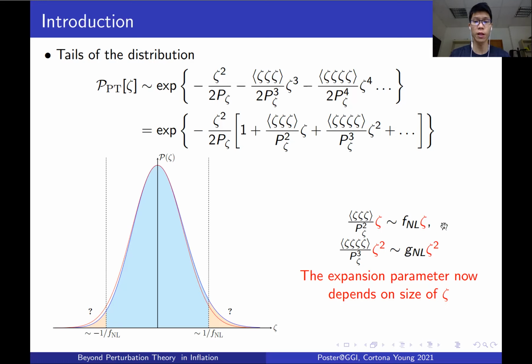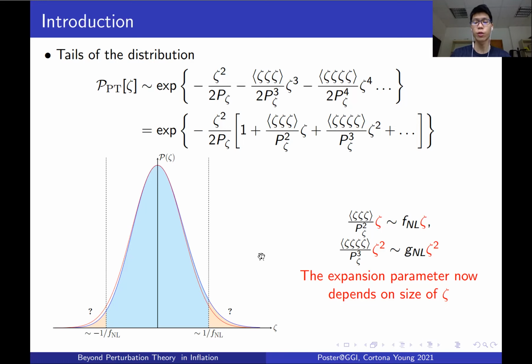This zeta dependence implies that if you go to the tail of the distribution like this, suppose the value of zeta hat is larger than 1 over f_NL, for the case of the 3-point function, it means that you are going out of the validity of perturbation theory. That means whatever calculation you want to do at the tail of the distribution has to be done in a non-perturbative way. It cannot be captured by the usual perturbation theory because of this expansion parameter.